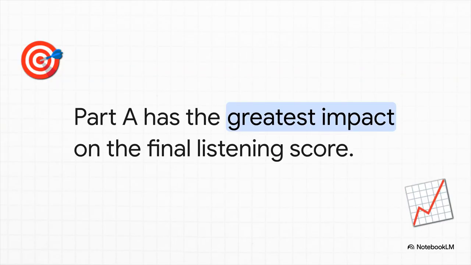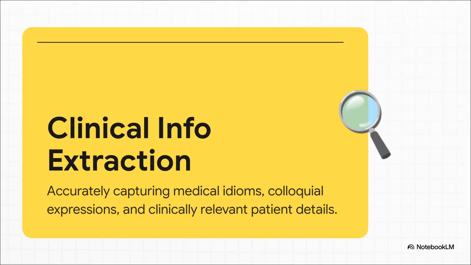But here's something that's absolutely crucial to understand: the weighting. All 3 parts matter, of course, but your performance in Part A, that patient consultation part, carries the most weight by far. It's going to have the biggest single impact on your final listening score. So what are they really testing with Part A? It boils down to one key skill: clinical information extraction. It's checking if you can pick up on everything, not just the straightforward medical facts, but also the medical idioms, the casual language a patient might use, all those little subtle details that are actually clinically very important.